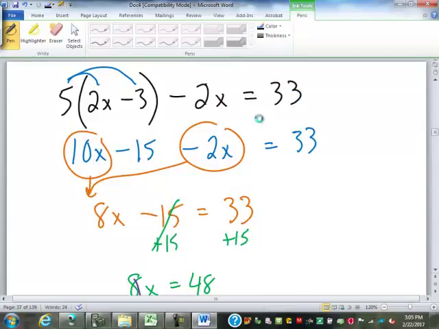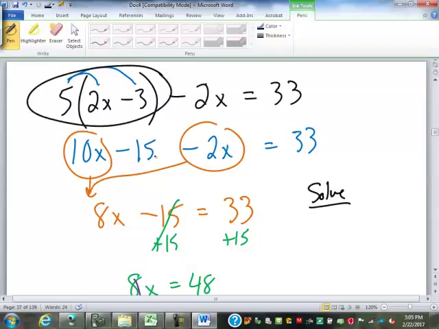Before you start doing the solving, before you solve and start taking it apart, you have to get it down to where the variable only appears once. So parentheses have to happen first, then you have to combine any variables that you can, and then you start to solve.